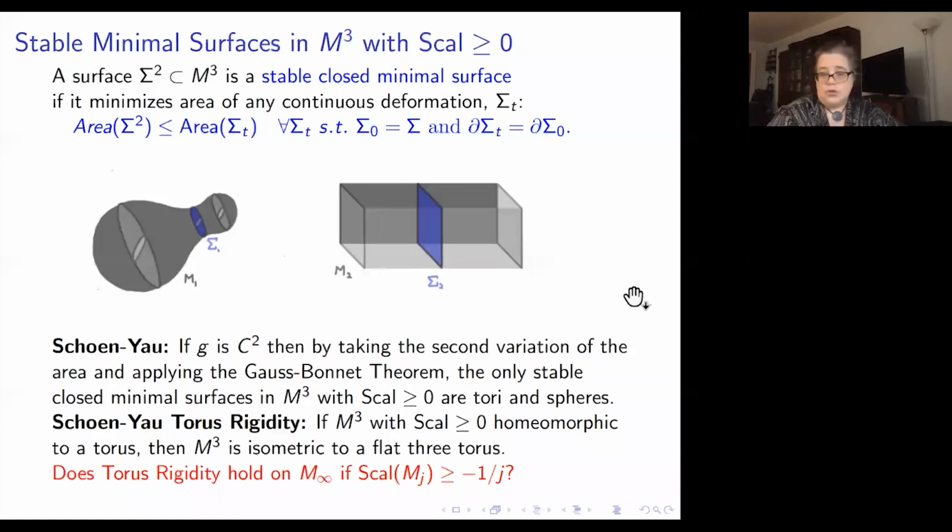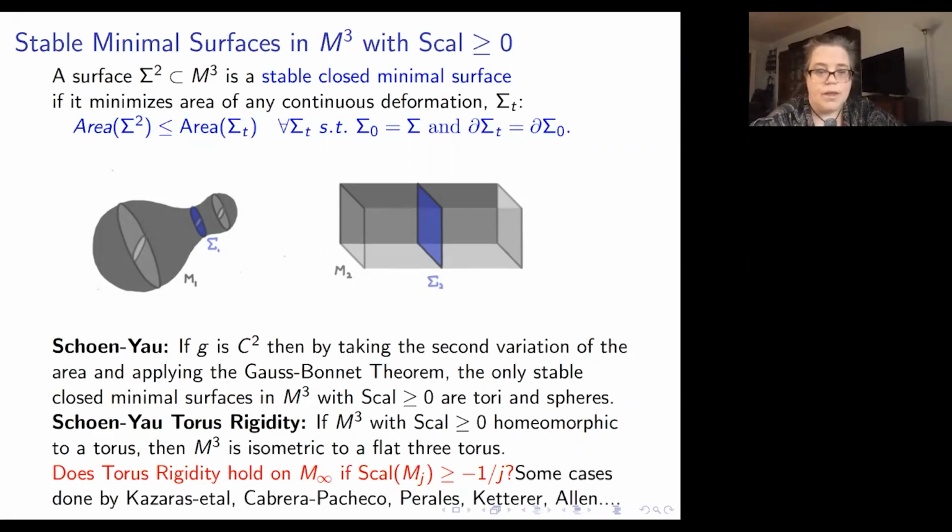All right. So does torus rigidity hold on M infinity if you assume that the scalar curvature of the Mj is greater than or equal to -1/j? We would call that stability of the torus rigidity theorem, or we could call it almost rigidity. So you consider that a property of non-negative scalar curvature that we would like to see holding on limit spaces. That has actually been solved by some people, and I give the references under certain additional hypotheses on the sequence. Those references are in the chapter. We have Kazaras and his collaborators. We have Cabrera Pacheco, Perales, Ketterer, Allen. There are many results on this torus almost rigidity. Each one assumes some extra hypothesis on the manifold so that they're able to control things better. So there's quite a bit of results in this area.